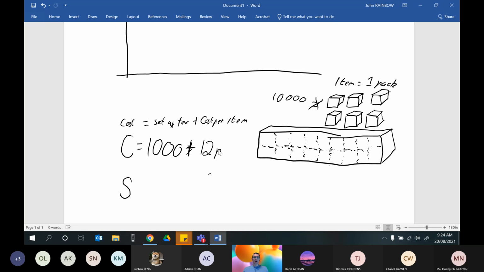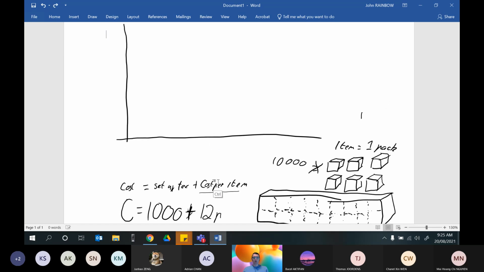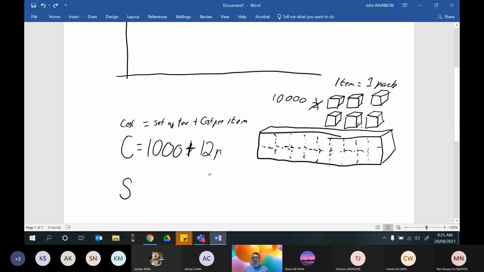Okay, so from here, if I buy 1 pack, it's going to cost me $1,012 because I've still got the setup fee of $1,000, and it's 12 for the pack. If I buy 1,000 packs, it's going to cost me $1,000 plus 12 times 1,000, which is going to be 12,000. We said 10,000. So this is going to be 1,000 plus 12 times 10,000 is 120,000. So we're talking about 121,000. So the more I buy, the less impact this setup fee has on the cost per item. And that's what manufacturers do. They buy more of these because as you buy more items, the setup fee has less impact per item cost, if that makes sense.